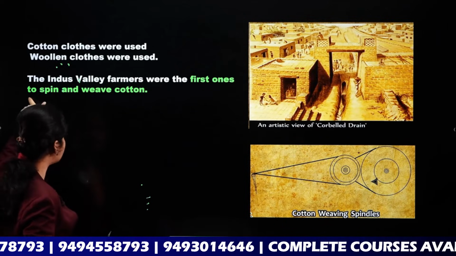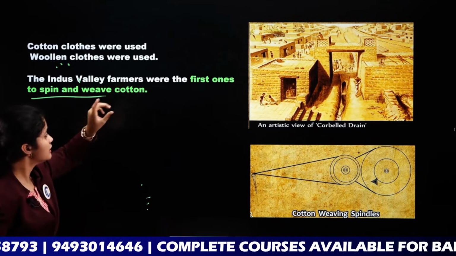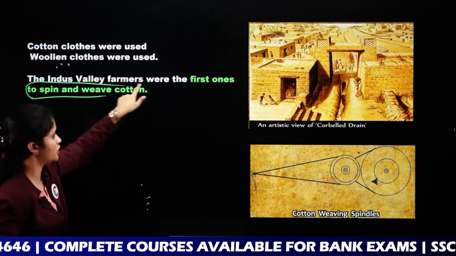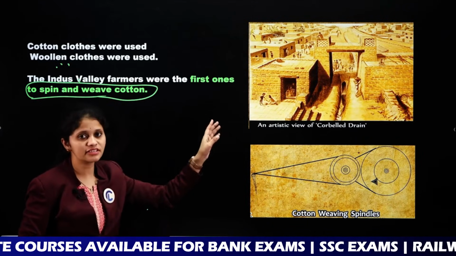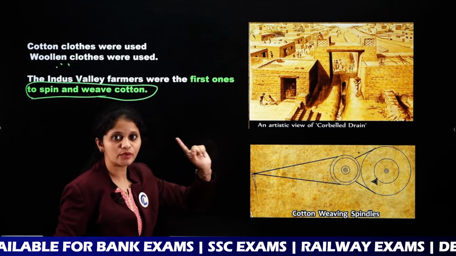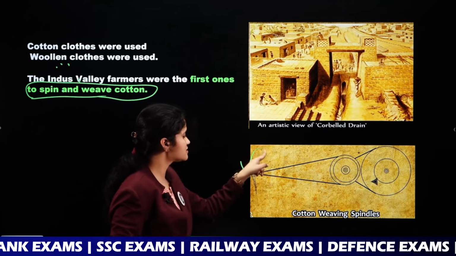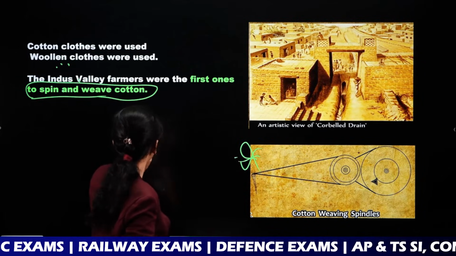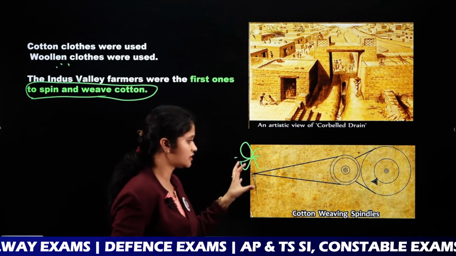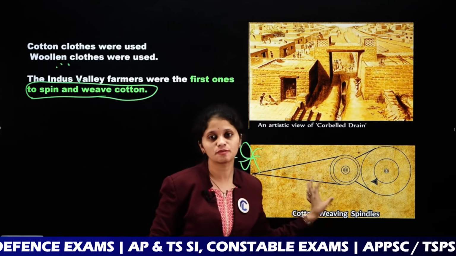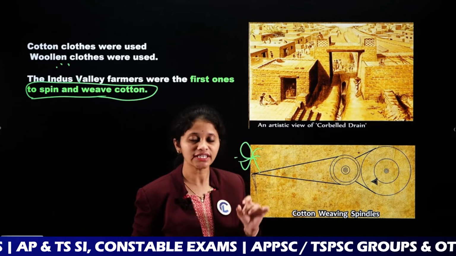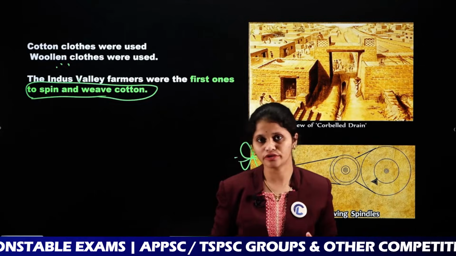And in the Indus Valley civilization, the farmers were the first ones to spin and weave the cotton. What is that? Regarding this particular period, who were the first ones to spin cotton here? That is all about the Harappan culture. So the Indus Valley farmers were the first ones to weave and spindle the cotton. So at that particular time cotton and woolen cloths were used.